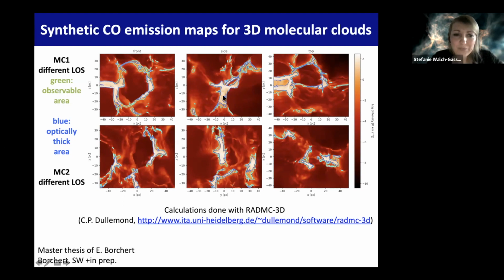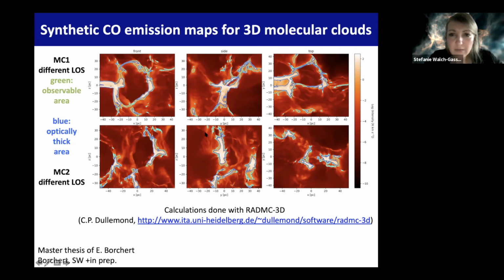And then we can, in RADMC-3D, determine exactly which lines of sight become optically thick, because you can run RADMC-3D in a so-called tau mode. From this, we can see that a large fraction of the observable area, I would say most of it, is actually optically thick, and only the outskirts here are optically thin.